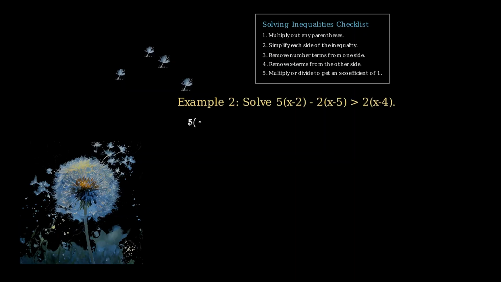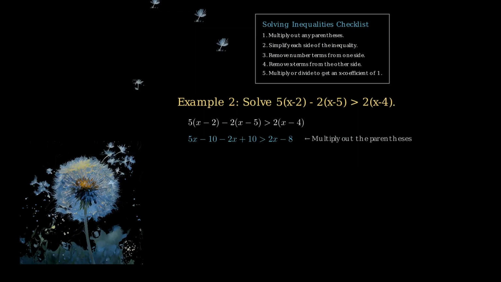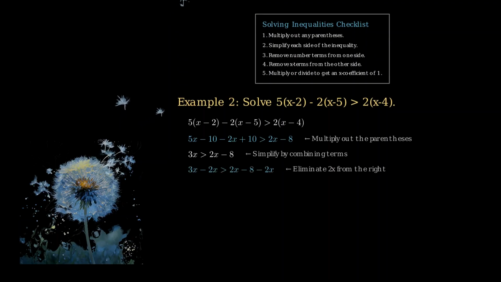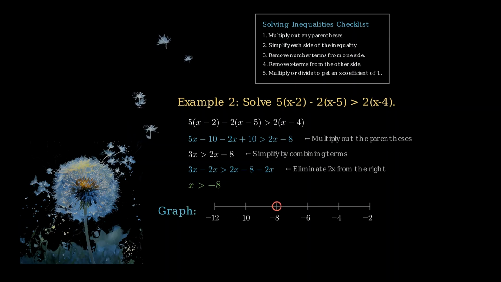Let's apply this checklist to example 2. Solve the inequality 5 times x minus 2 minus 2 times x minus 5 is greater than 2 times x minus 4. Step 1. Multiply out the parentheses using the distributive property. This gives 5x minus 10 minus 2x plus 10 is greater than 2x minus 8.